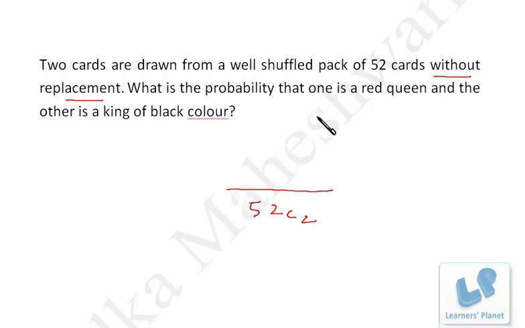Now one should be a red queen and the other should be a black king. That means there are two possibilities. The first is red queen and the second is black king, or the first is black king and the second is red queen. Now we have two red queens, so we have to select one from that, and we have two black kings, so we have to select one from that. So it's 2C1 into 2C1 by 52C2, right? And it's already calculating without replacement. So it's 2 into 2 by 52 into 51 by 2, right?